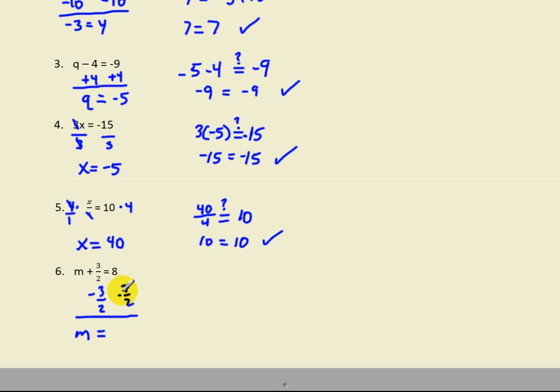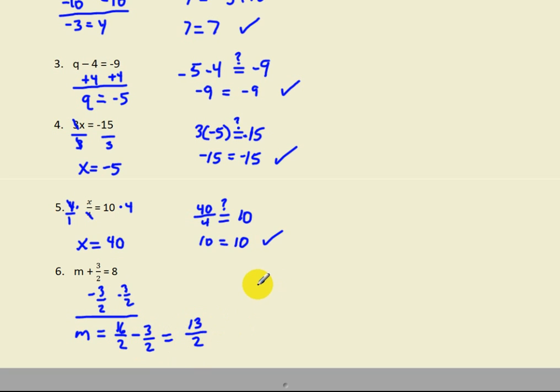So we're going to look at 2. And then we have to multiply 2 times 8 to get 16 for our numerator. So 16 over 2, minus 3 over 2, is equal to 13 over 2.